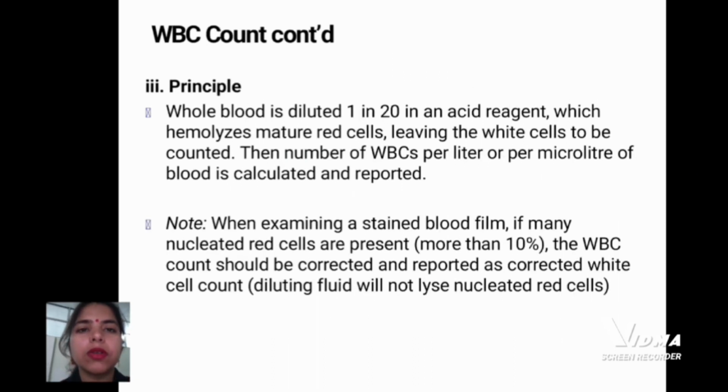Next is the principle of WBC. Whole blood is diluted 1:20 in an acid reagent which hemolyzes mature red cells, leaving the white cells to be counted. Then the number of WBC per liter, per microliter of the blood, is calculated and reported. Next, when examining a stained blood film, if many nucleated red cells are present, the WBC count should be corrected and reported as the corrected white cell count.